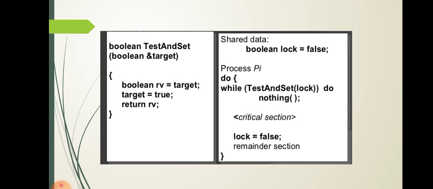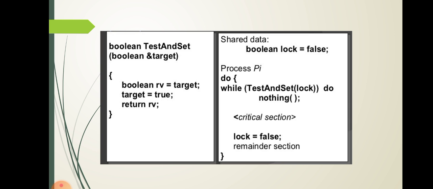Here we have declared lock equals false, which means lock equals 0 now. So what do you mean by lock being 0? The critical section is free. We have already initialized the lock variable as false, because in the beginning no other process is executing in the critical section. Clear?